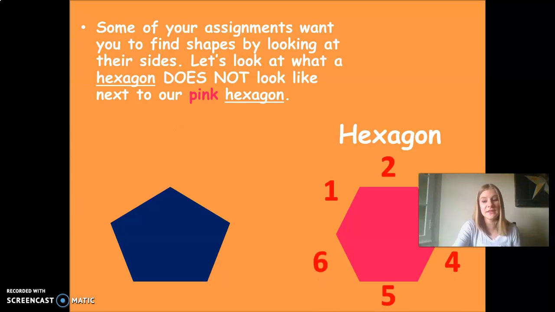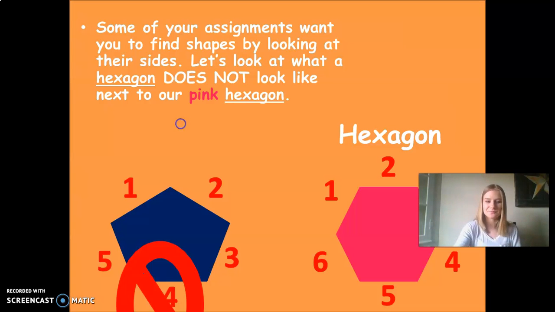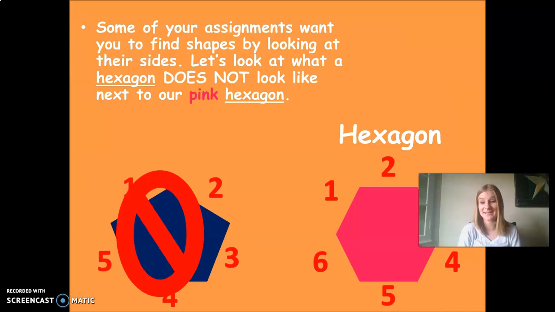And now I'm going to look at this blue shape. And it looks like it could be a hexagon, but I need to count the sides to make sure it has 6 sides in order to be a hexagon. So let's count. 1, 2, 3, 4, 5. This shape only has 5 sides. A hexagon has to have 6, so this is not a hexagon.